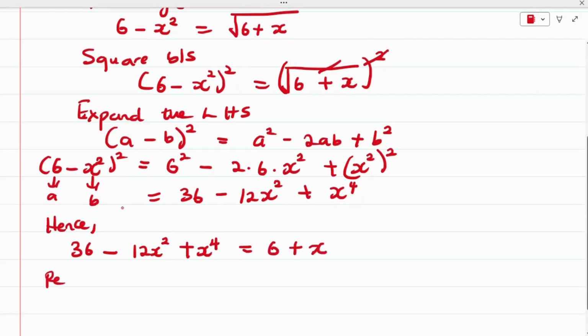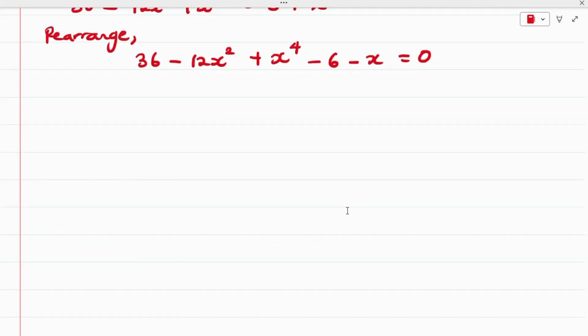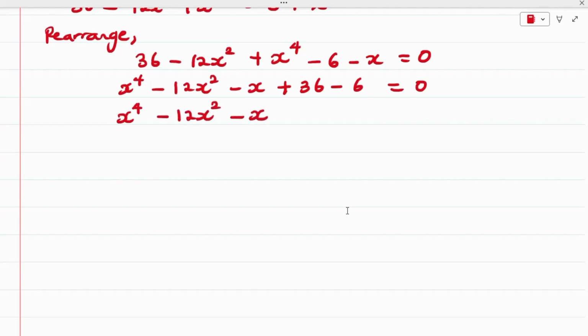So from here we want to simply rearrange and set the equation to 0. So this becomes 36 minus 12x squared plus x raised to the power of 4 minus 6 minus x is equal to 0. So collecting like terms and rearranging this, I'm going to bring out x raised to the power of 4 minus 12x squared minus x, plus 36 minus 6, which is equal to 0. So this becomes x raised to the power of 4 minus 12x squared minus x. 36 minus 6 is 30, so we have plus 30, which is equal to 0.